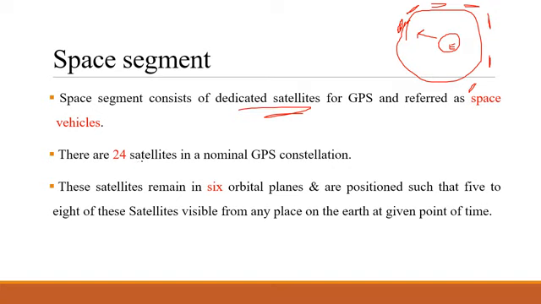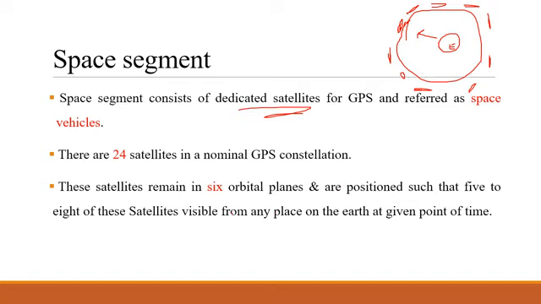There are 24 satellites in a nominal GPS constellation. Generally, there are 24 satellites for any GPS system. However, it can be greater than 24 satellites. These satellites remain in 6 orbit planes and are positioned such that 5 to 8 of these satellites are visible from any place on the Earth at a given point of time.